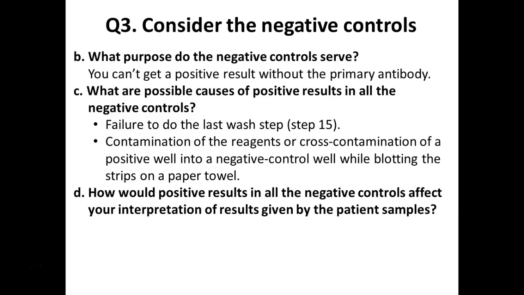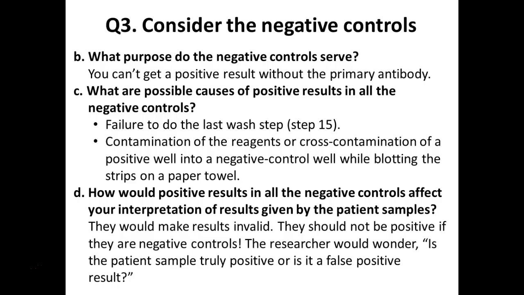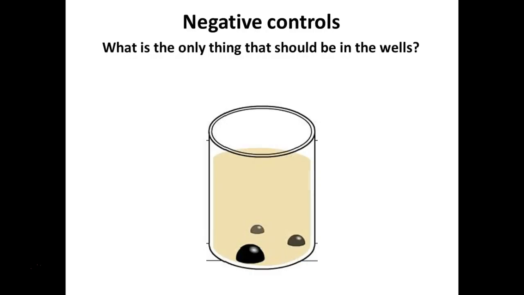How would a positive result in all the negative wells affect your interpretation of your results? If you do this test and all the negative wells come out positive, they're all blue, it's an invalid test, right? You can't trust that. What went wrong? You don't know, right? You wouldn't trust those results. And you certainly wouldn't want to tell a patient they have HIV when in fact they do not, right? You want to be sure about this. So if your negative control doesn't come out right, you can't trust that test. What should they look like? Just antigen, right? The purified antigen we put in, there should be no primary antibody here.